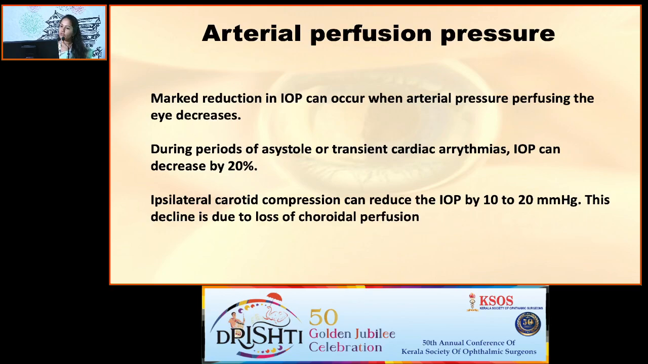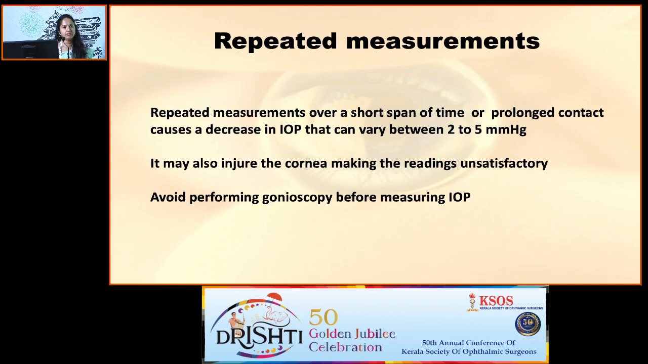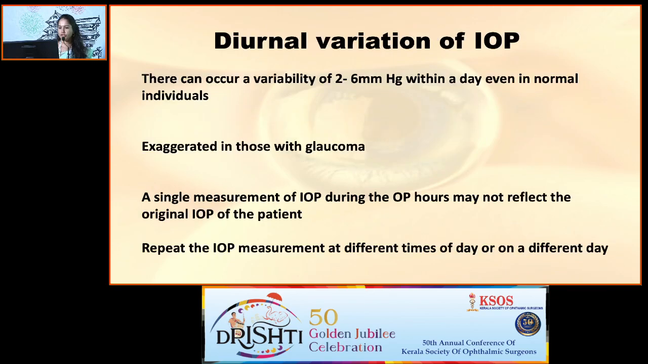Arterial pressure, if it goes low, can reduce the IOP. And eye position, if the gaze goes more than 15 degrees from the normal, that can cause an increase in IOP, more in restrictive myopathies. Repeated measurements can reduce the IOP, so better do a gonio after measuring the IOP.